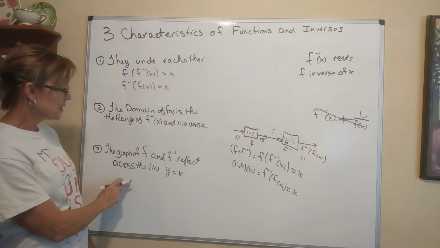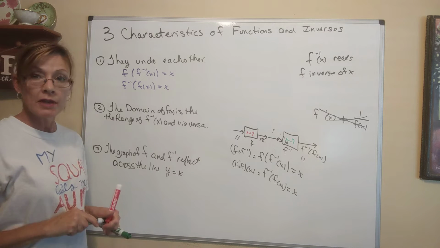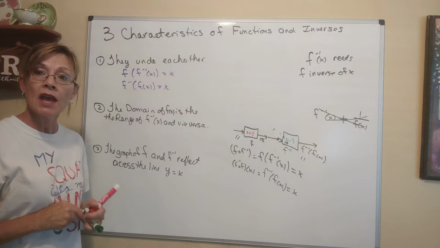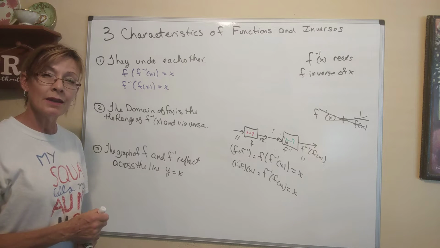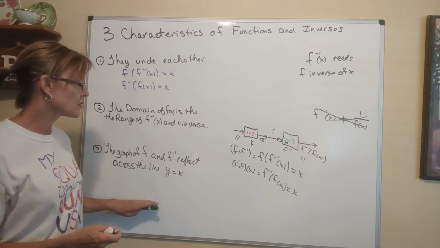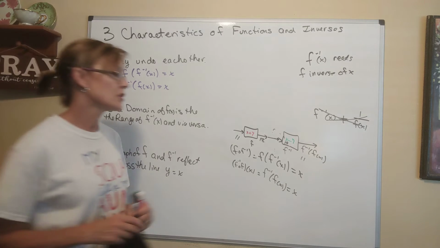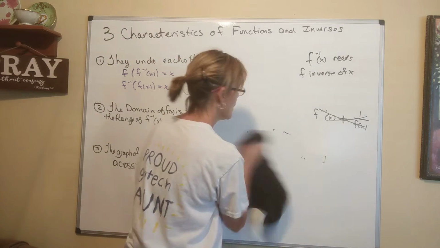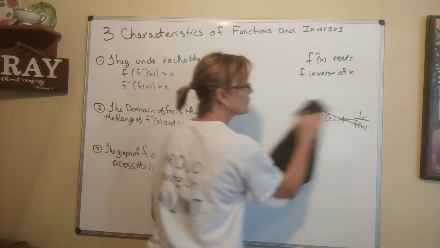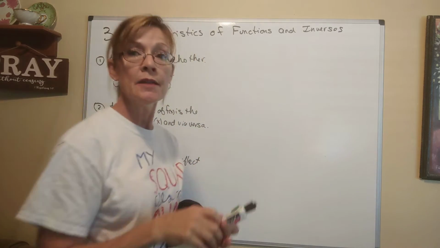Right now I want to go ahead and illustrate the graphs of these functions, what they do. The graph of a function f and its inverse, f inverse of x, reflect across the line y equals x. I want to illustrate that. First, I'm going to make up a function that I know has an inverse. By the way, not all functions have an inverse, and we will see that as well. But for now, I just want to make up a function so we can see this illustrated.